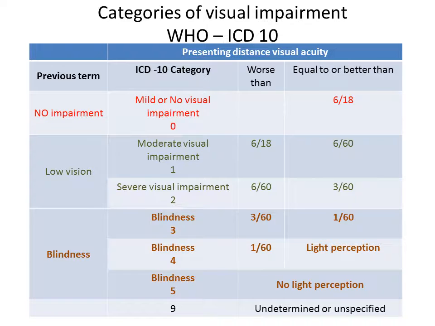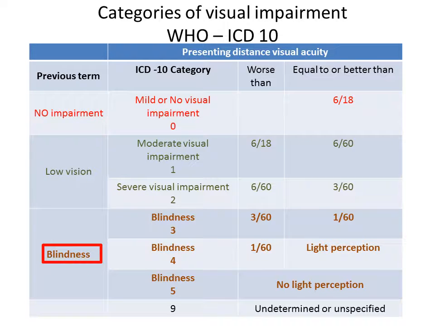No impairment is when the visual acuity is 6 by 18 by Snellen's chart or better than that. Whereas low vision begins with a visual acuity less than 6 by 18 till 3 by 60, because below 3 by 60, the person is called blind. Low vision has been further subdivided into moderate visual impairment, 6 by 18 to 6 by 60, and severe visual impairment, 6 by 60 to 3 by 60.